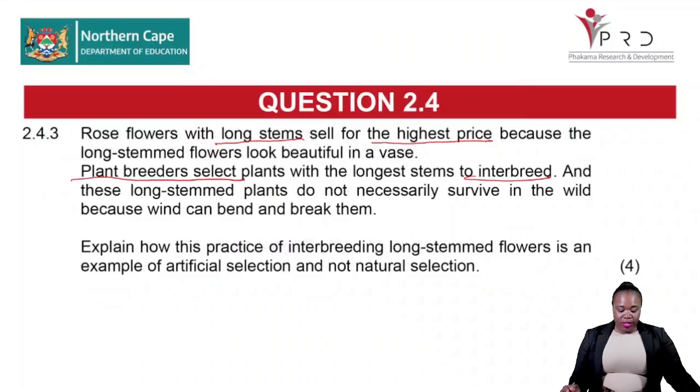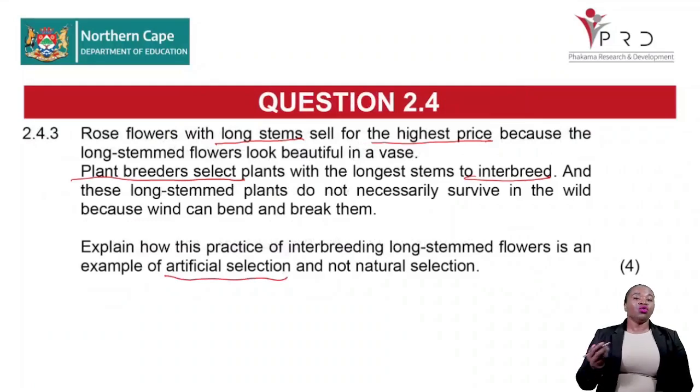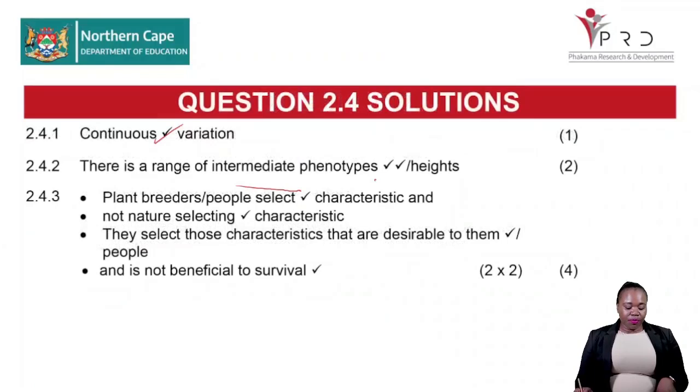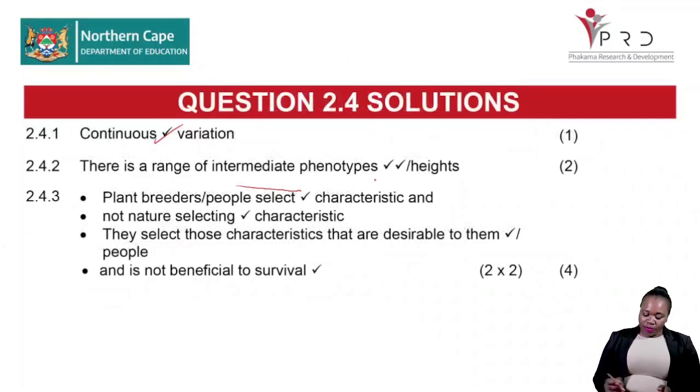However, in this case, it is not nature that is selecting. It is the breeders, or human beings, who are going to select the organisms that are better suited for the interbreeding and those that contain the favorable characteristics. So plant breeders or people are the ones that select the characteristics and not nature. So it is not nature that selects the organisms with the favorable characteristic. They select those characteristics that are desirable to them.